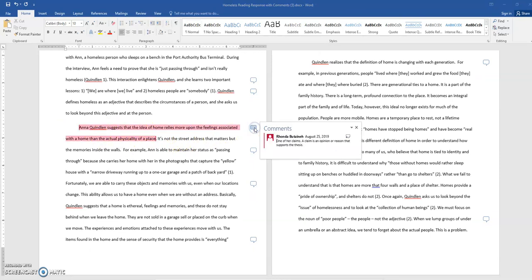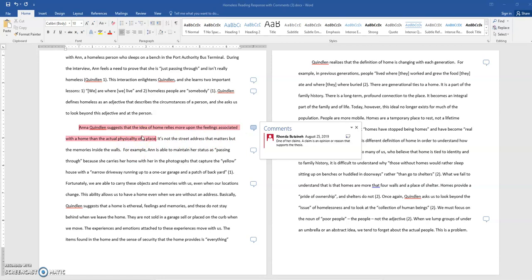And so here's the first body paragraph. That's my first claim or topic sentence. Okay, and if you look at the notes, it says, a claim is an opinion or a reason that supports the thesis. And here this says, Anna Quindlen suggests that the idea of home relies more upon the feelings associated with a home than the actual physicality of a place. And so I'm going to explain that and support that.